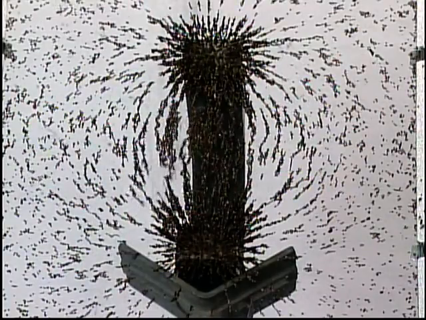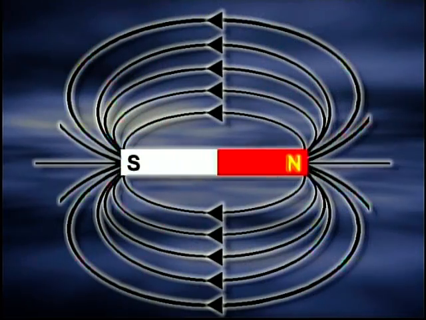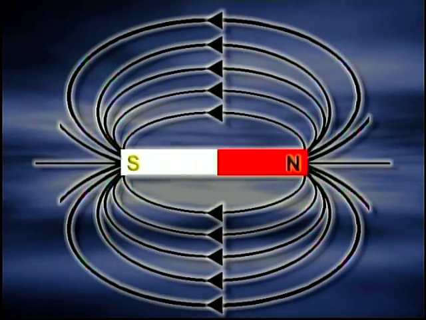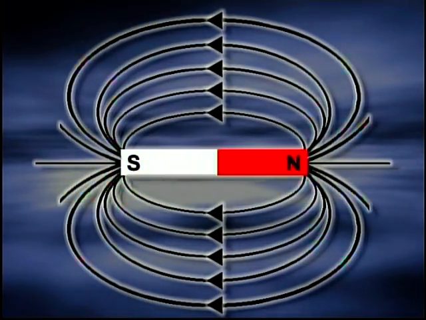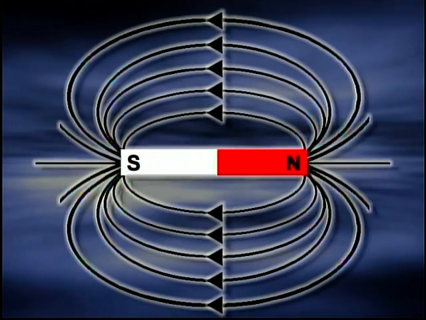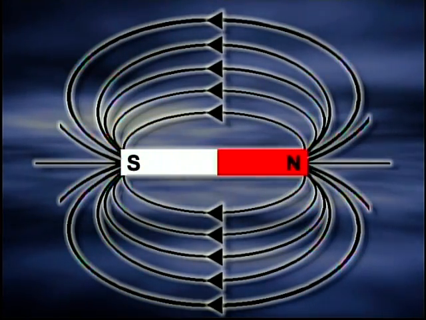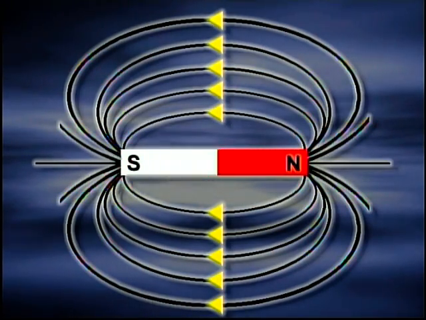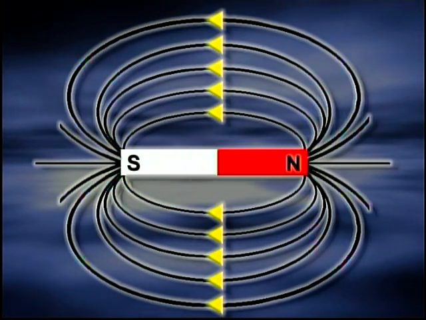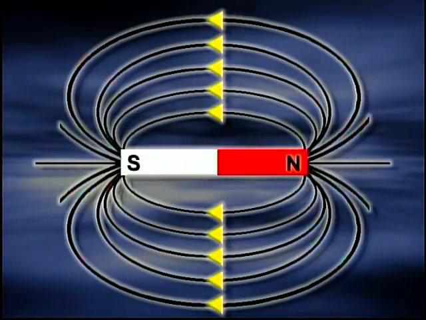Scientists have discovered 6 basic rules for the behavior of magnetic lines of force. Number 1, magnetic lines of force have both polarity and direction. The ends of the magnet are the magnetic poles, where most of the magnetic force is concentrated. They are designated N for north and S for south. By definition, the lines of force always leave the north pole and enter the south pole. Arrowheads are often added to the diagram of the magnetic field of a magnet to indicate magnetic field direction.